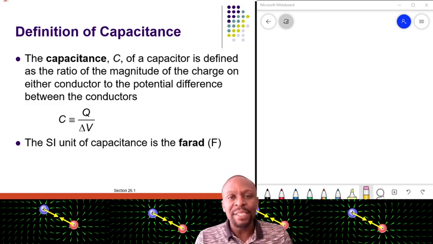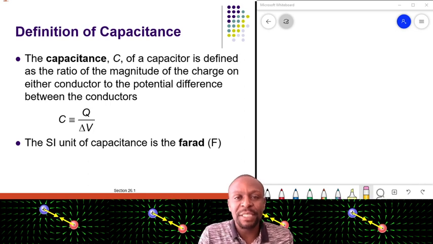Now, what is capacitance? The capacitance, which is denoted by C, of a capacitor is defined as the ratio of the magnitude of the charge on either conductor to the potential difference between the conductors. The mathematical description of the capacitance of a capacitor is given as C equals Q divided by change in V. The SI unit of capacitance is the farad.